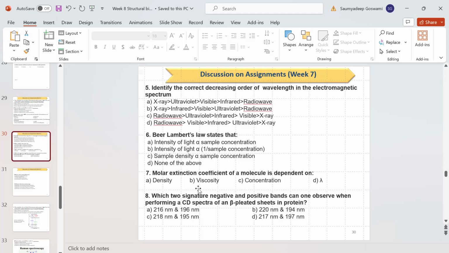We will be discussing it. Yes, it depends on that particular substance's intrinsic property as well as the wavelength that you are using for your absorption, like in UV visible.